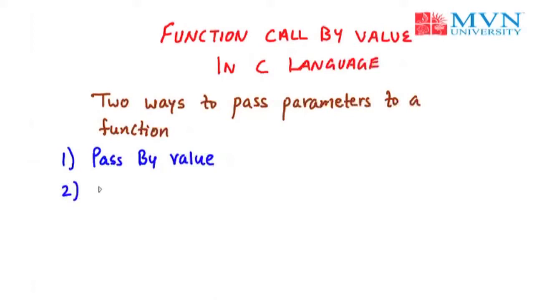The second way is pass by reference. This mechanism is used when you want a function to do the changes in passed parameters and reflect those changes back to the calling function. In this case, only addresses of the variables are passed to a function so that the function can work directly over the addresses. Now let's discuss these two mechanisms one by one.